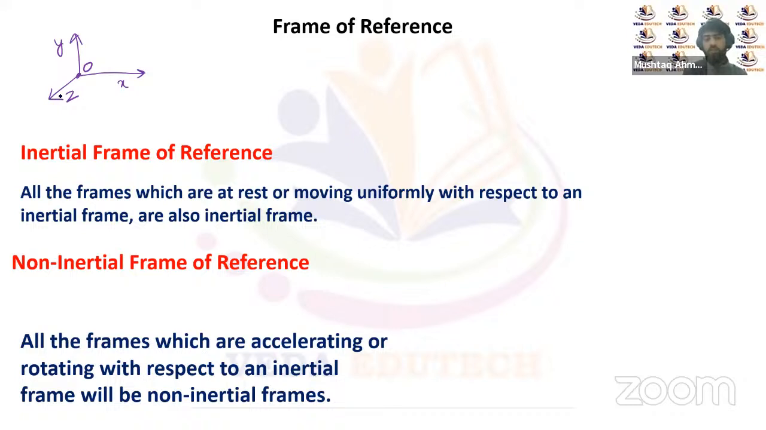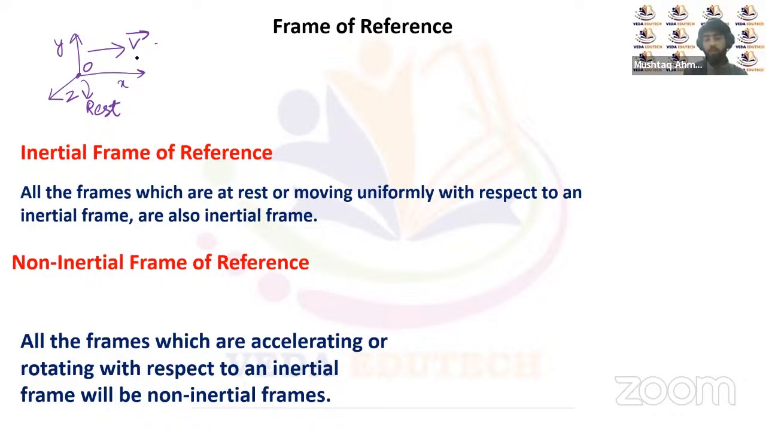So let's suppose this is our Cartesian system. If this Cartesian system is at rest, or this system is moving with some constant speed or velocity along this direction, then this will be an inertial frame of reference for us for the observation of motion or position of a body, right?